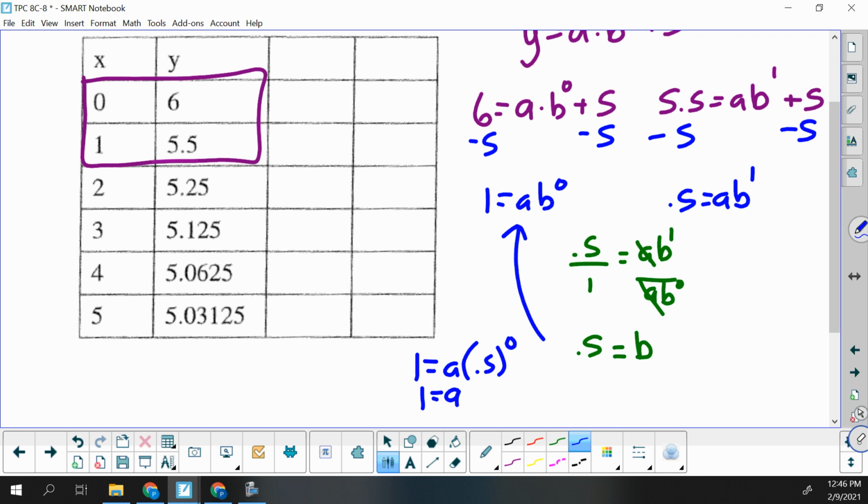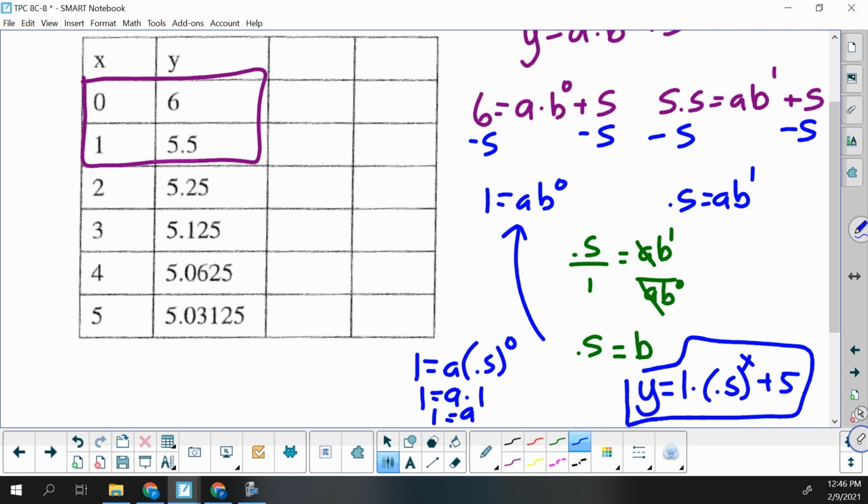Anything to the 0 is 1, so we just get a equals 1. So we could write it as y equals 1 times 0.5 to the x. And then we have that plus 5 on the end. Because multiplying by 1 doesn't do anything, if you didn't have times 1 out front, that would be fine as well.